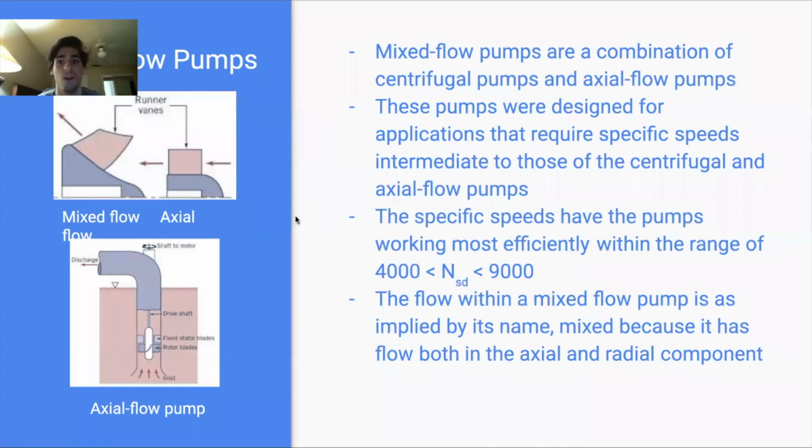Mixed flow pumps are a combination of the centrifugal pumps and the axial flow pumps. These pumps were designed for applications that require specific speed intermediate to those of the centrifugal and the axial pumps. The specific speeds have the pumps working most efficiently within the range of 4,000 and 9,000. The flow within a mixed flow pump is, as implied by its name, a mix between axial and radial because it has flow both in the axial and the radial components.